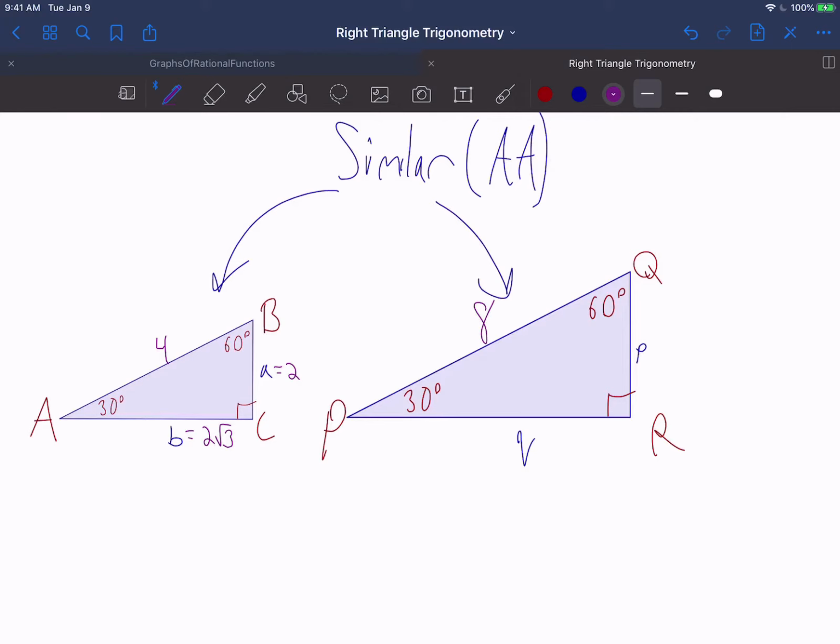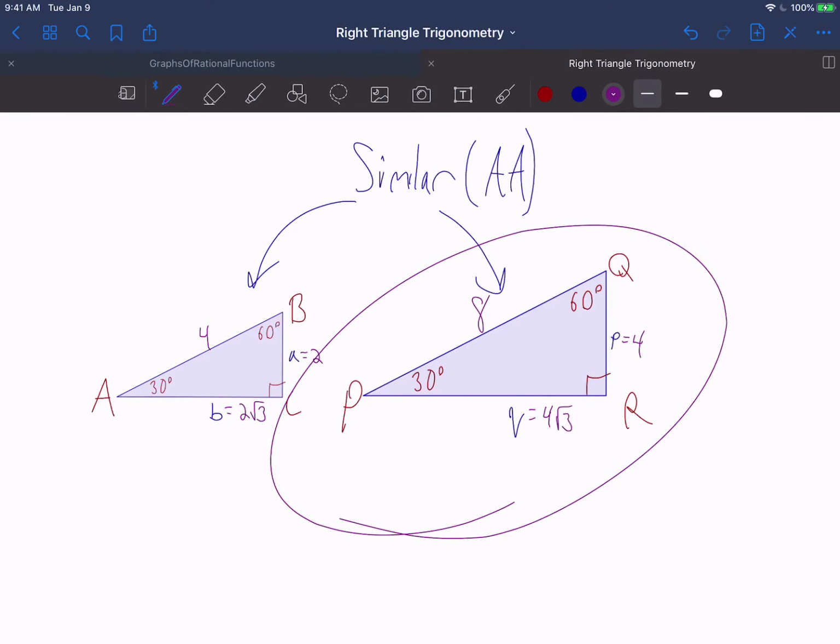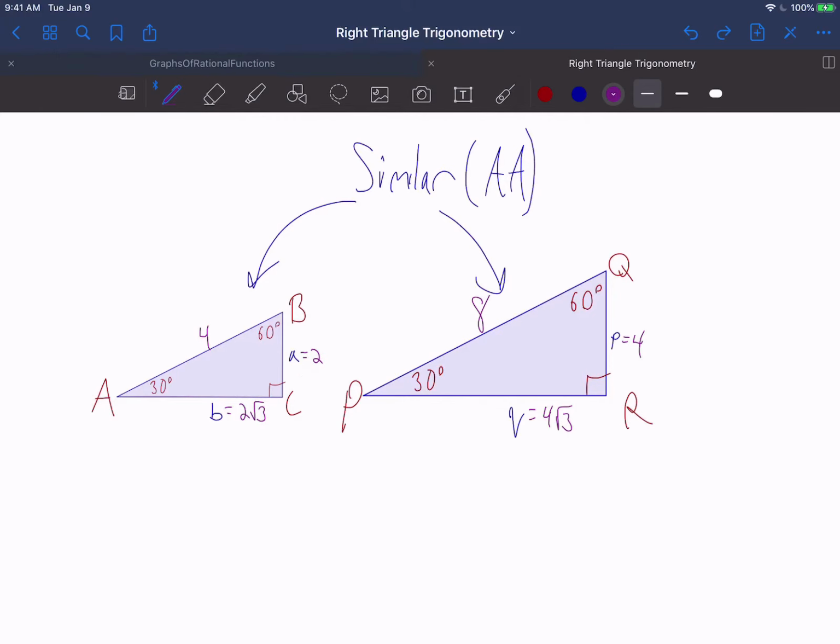So if this is 8, that means across from 30 again is the short leg, half of the height. This is 4, and our long leg is going to be 4 times the square root of 3. All right, so I think we can all agree that both of these triangles are similar. The scale factor is 4 to 8 or 1 to 2 for both shapes. All the sides in this right triangle, and the triangle on the right, are twice the size of the triangle on the left.